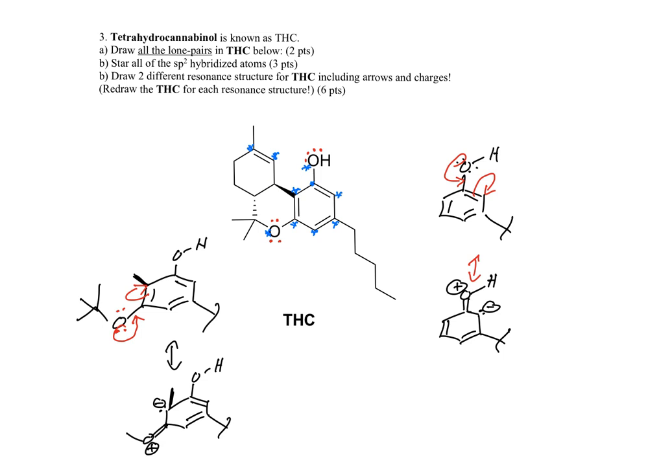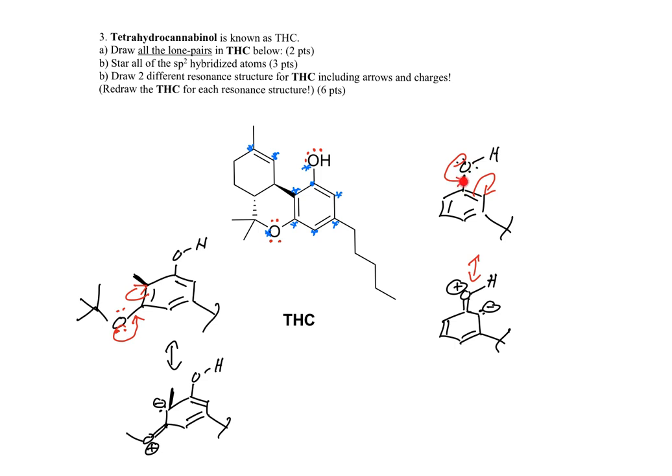So those things starred. And then I asked for 2 resonance structures. You could do lots of different things. I just showed 2 examples. These are electron donating groups, right? Like pushing electrons into the ring. So it's starting to think about those things at this point.